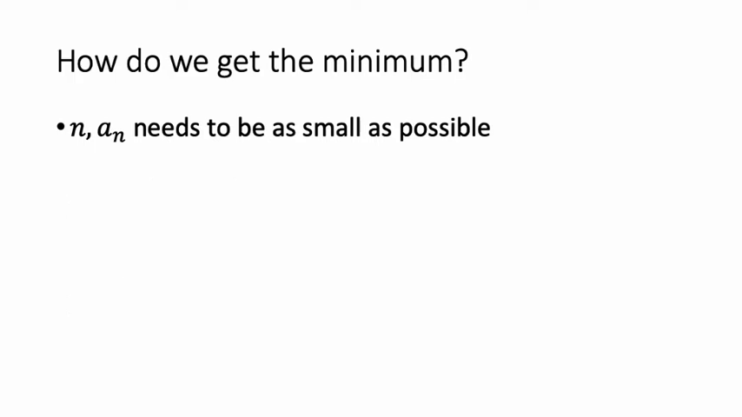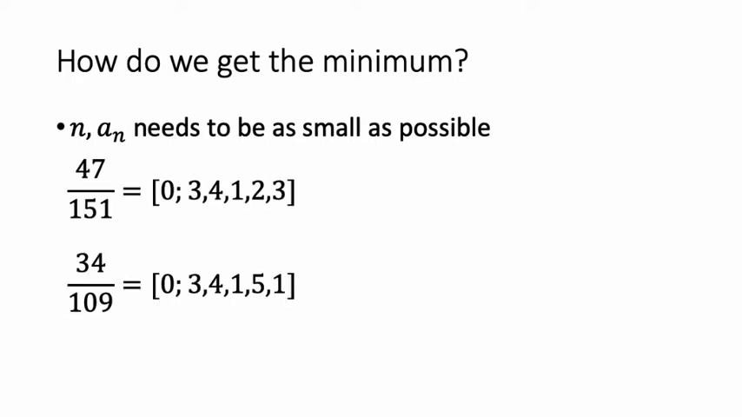So let's go back again to our numbers. We can see that the parts 0, 3, 4, 1 are the same. The parts that are different begin with 2 and 5. Remember that we said that n needs to be as small as possible. This means that we do not have to consider our a5, which in this case is 3 or 1, because we need n to be as small as possible to get our minimum.